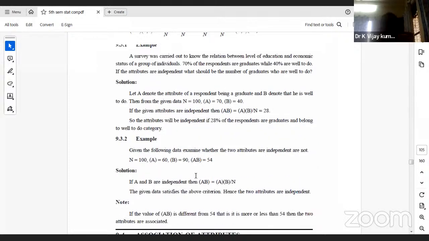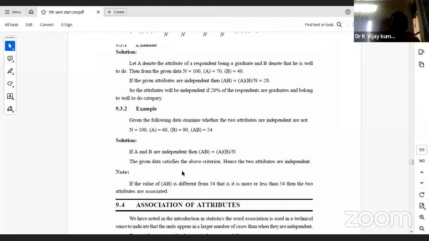This type of problems they did not give in the exam. So see here, this problem may be important. 9.3.2. Given the following data, examine whether the attributes are independent or not. N is equal to 100, A is equal to 60, B is equal to 90, AB is equal to 54. Attributes: A B is equal to A into B by N. So the given data satisfies the above criterion. Hence the two attributes are independent.